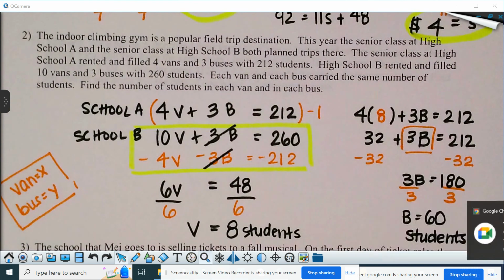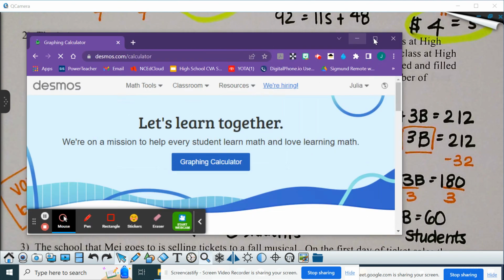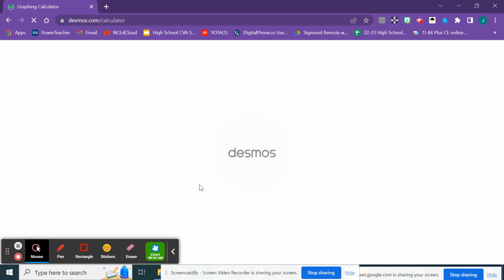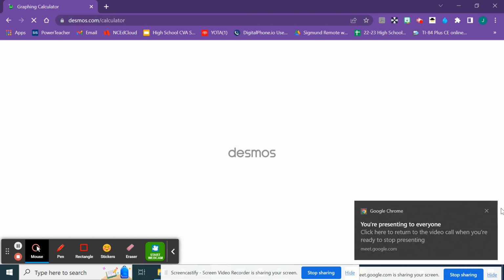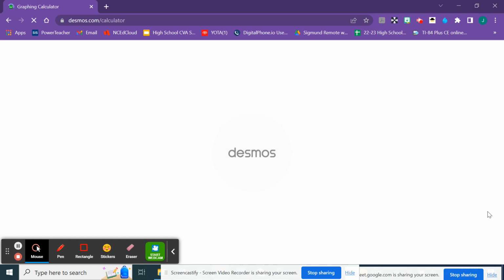So I can show you how you can do this. But again, it's making sure you keep your X's and your Y's separate. And by separate, I mean you remember which one goes where with what discussion you're having, whether it be vans or buses in this case. It is struggling. Maybe this is why I didn't get it last time.